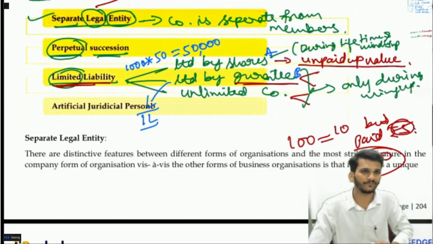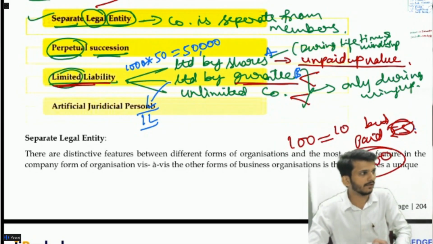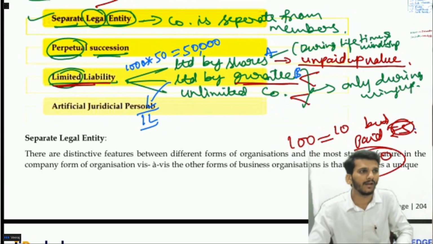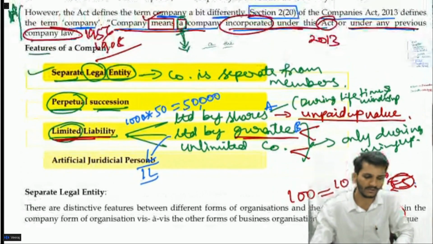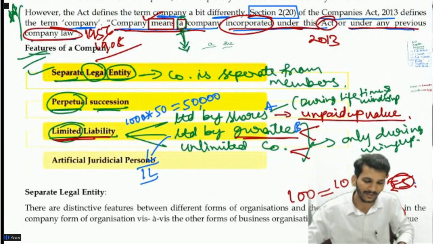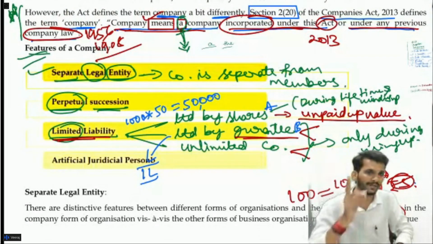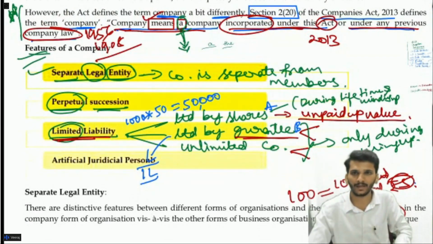Section 2, clause 20 says: company means a company which is incorporated under this Act or any other previous company law. They might ask, what are the features of the company, for 5 marks. Just because they ask the question on features, you should not start directly with separate legal entity or perpetual succession. First, you should start with, as per Section 2(20), company means a company which is incorporated under this Act or any other previous company law. Full stop.